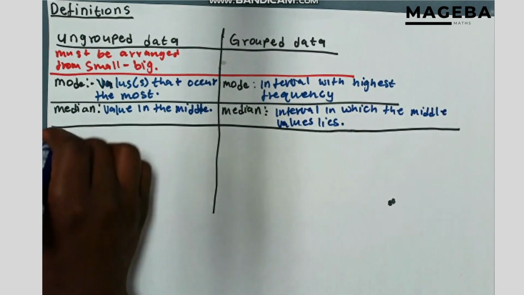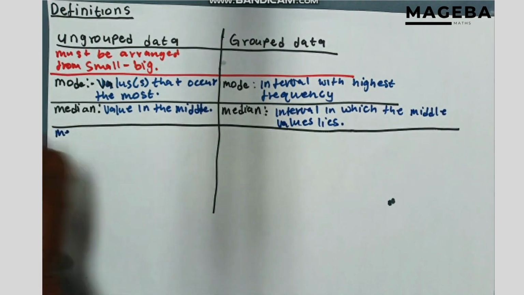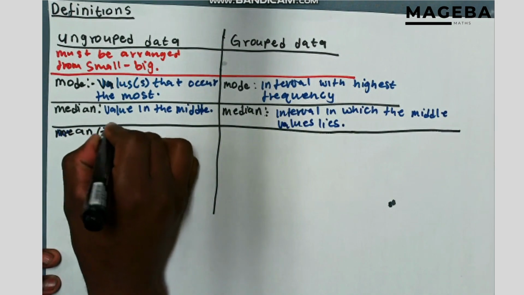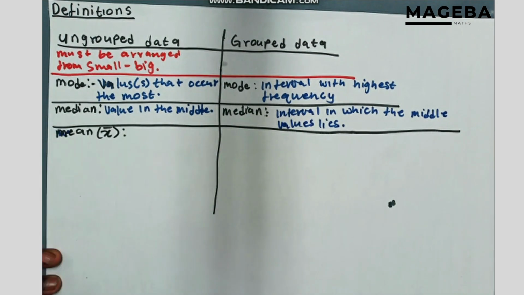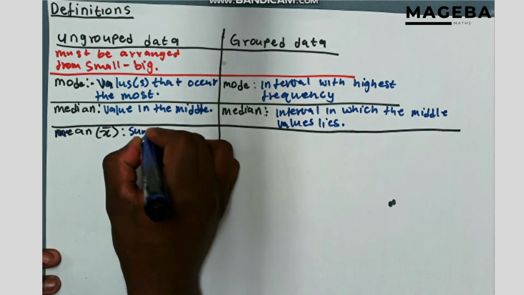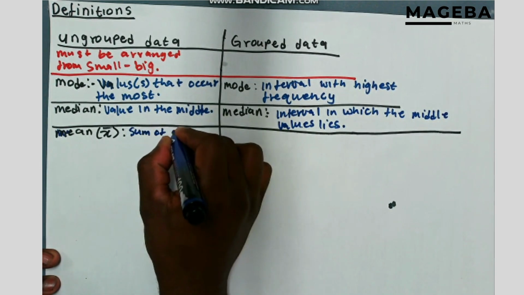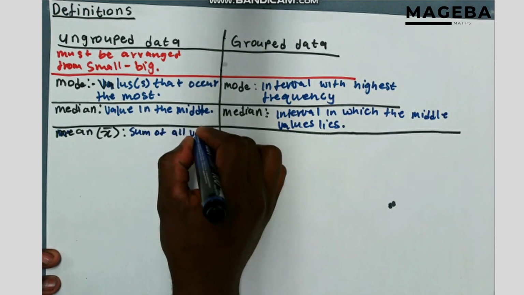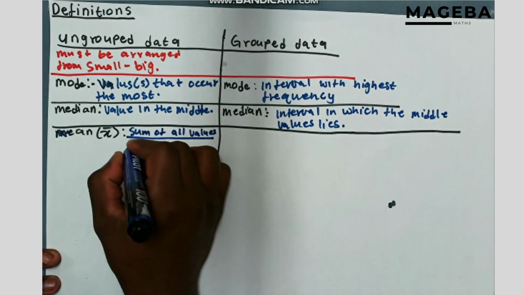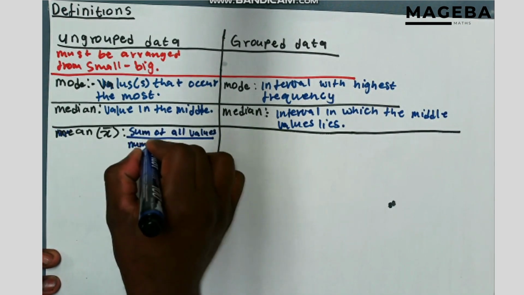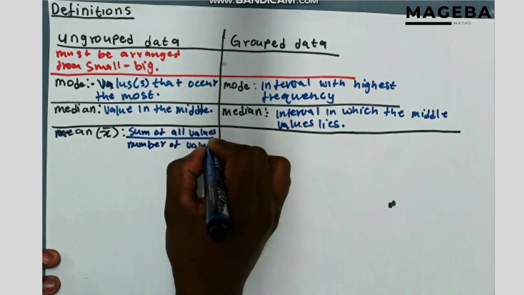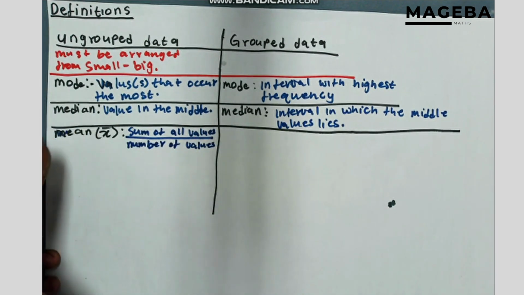Now let's get the mean. How do we find the mean? The mean is just the sum of all values over the number of values. This is how we get the mean.